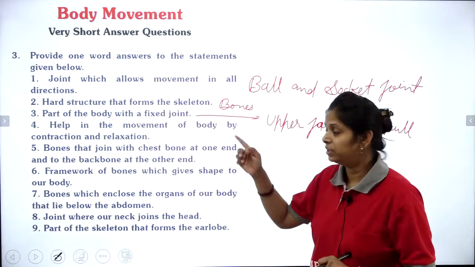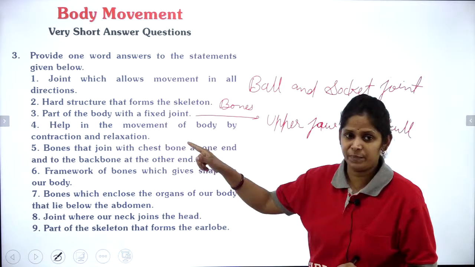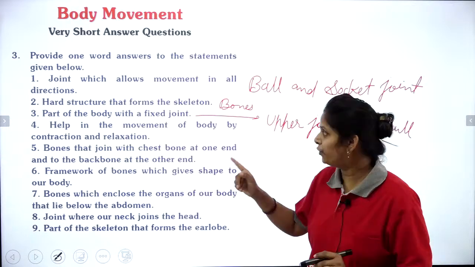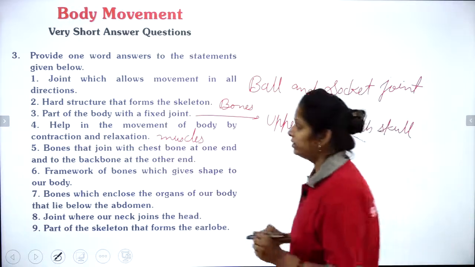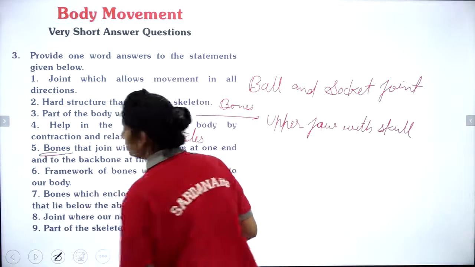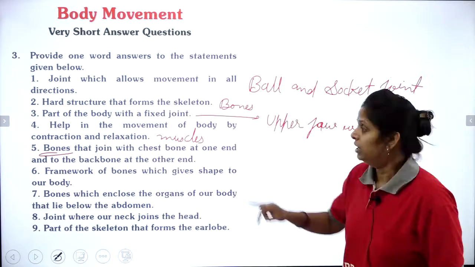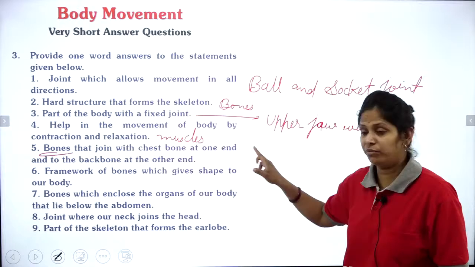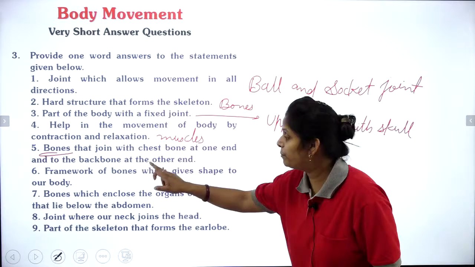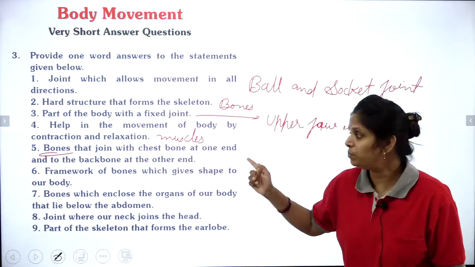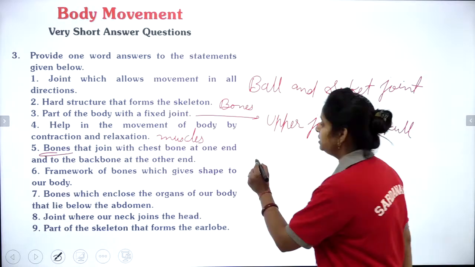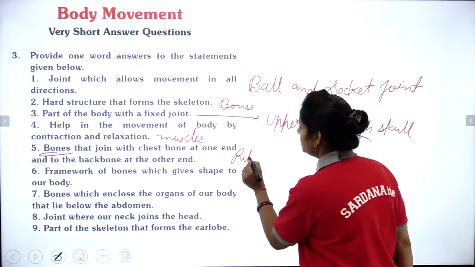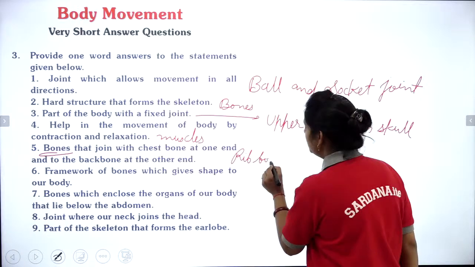Okay. Then after, help in the movement of body by contraction and relaxation. Yes, so for this movement, which structure is at the front of the chest and the back part? Yeah, in our back also these ribs are present. So this makes a rib cage. So rib bones, you know which bones are there? Rib bones that join with the chest bone at one end and to the backbone at the other end.